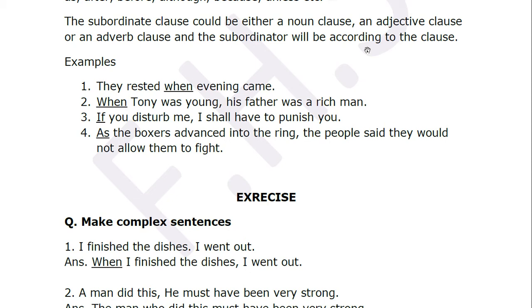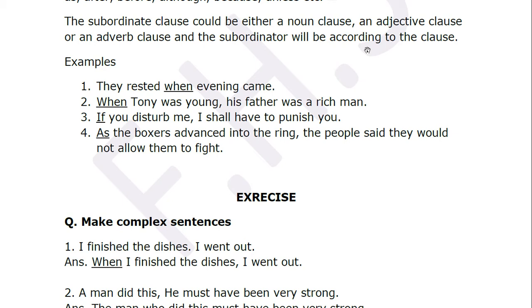They rested when evening came. So, they rested is your main clause. When evening came, subordinate clause. When Tony was young, since it's starting with a subordinator, this is your subordinate clause. His father was a rich man, main clause. If you disturb me, again this will be a subordinate clause since it starts with a subordinator. I shall have to punish you is your main clause. Again starting with a subordinator, so you start with a subordinate clause. As the boxers advanced into the ring, is your subordinate clause. The people said they would not allow them to fight.